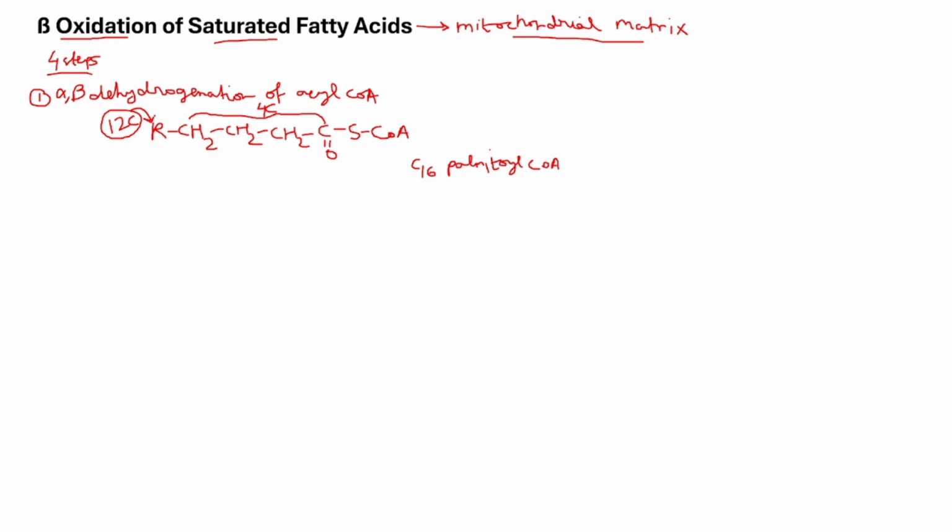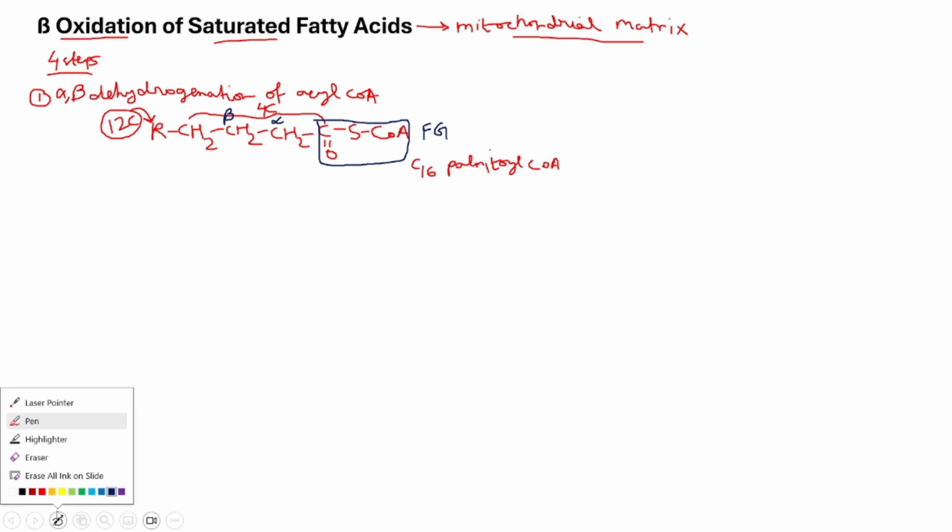Okay, so keep in mind that although this represents a 16 carbon fatty acyl CoA molecule, I am writing only the 4, the rest 12 I am not writing. The name of this first step is alpha beta dehydrogenation, that means some dehydrogenation or oxidation will happen. From general organic chemistry you will know that the acyl CoA is the functional group, and the carbon carrying the functional group will be your alpha carbon, and the carbon next to it will be your beta carbon, right?